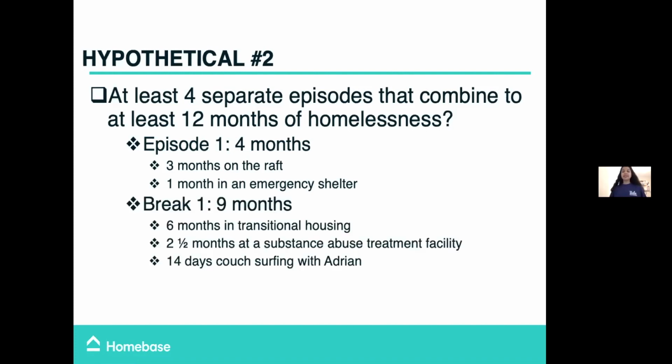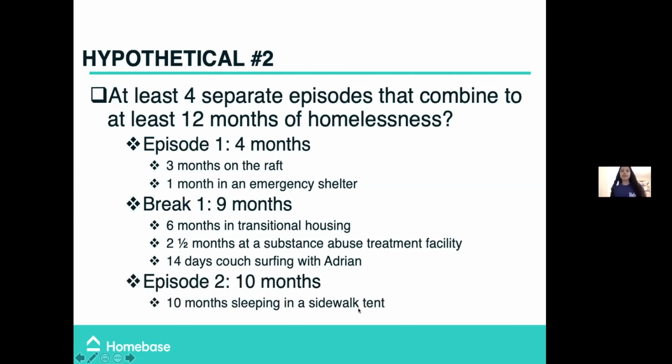Then there's a substantial break. There's 6 months in transitional housing, which is a non-qualifying location, 2.5 months at a substance abuse treatment facility. The institutional stay is included in this break because they're coming from a non-qualifying location, the transitional housing. And then the 14 days couch surfing with Adrian is a part of this break because that's another non-qualifying location. Then we have episode 2, which is 10 months sleeping in a sidewalk tent. So we see there's 14 months of homelessness, but it doesn't satisfy the definition because there aren't 4 separate episodes.